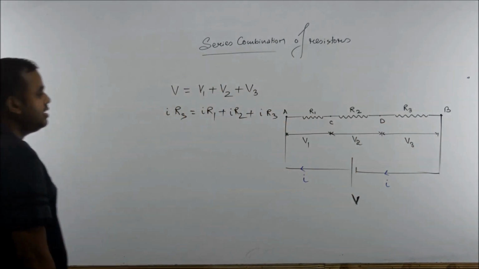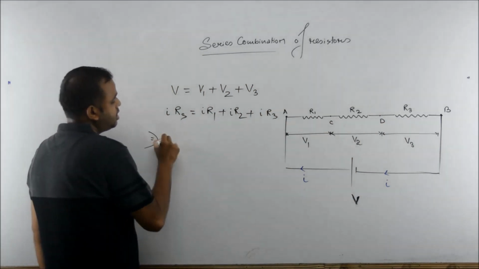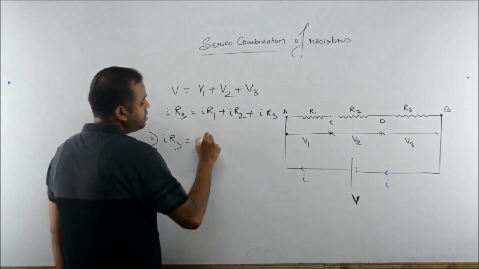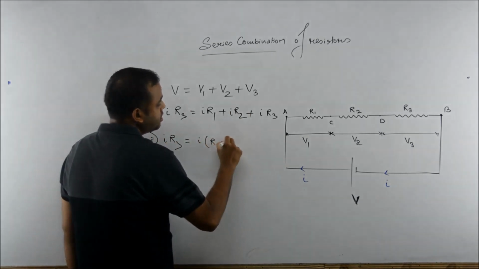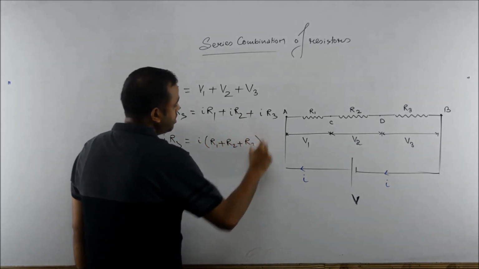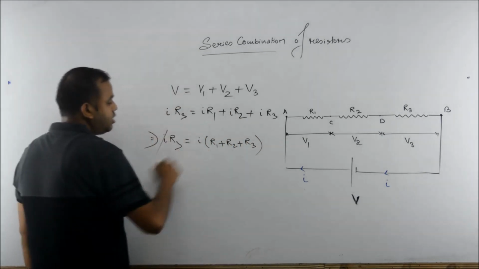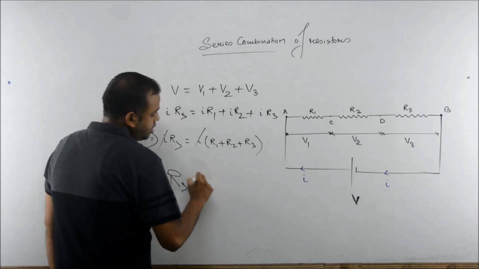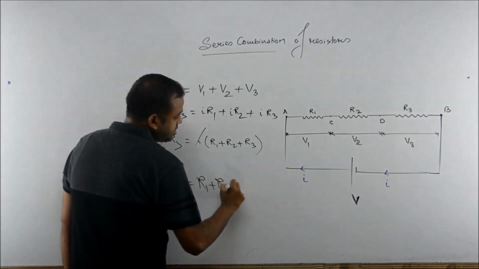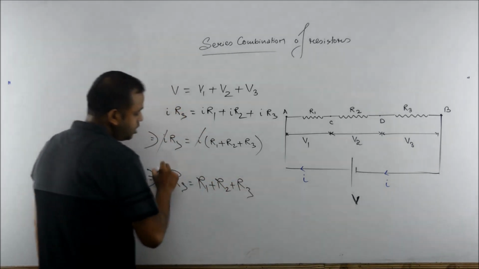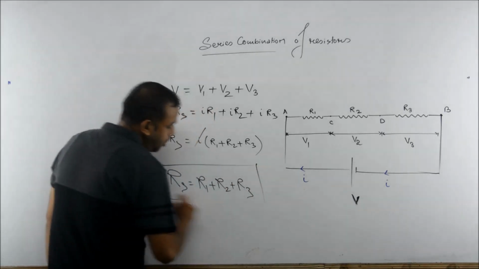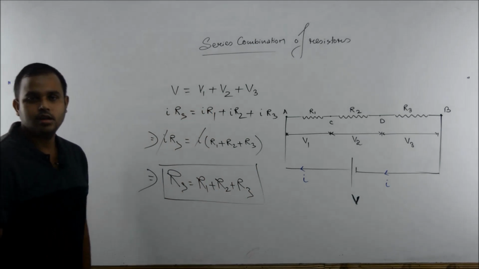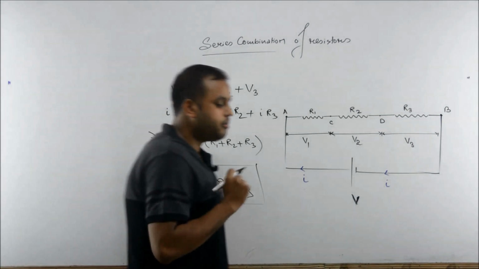Clear students? So please keep concentrating. Here we will take I outside. So I got cancelled out. So clearly you can see that the equivalent resistance is equal to the sum of individual resistances. This you need to remember.